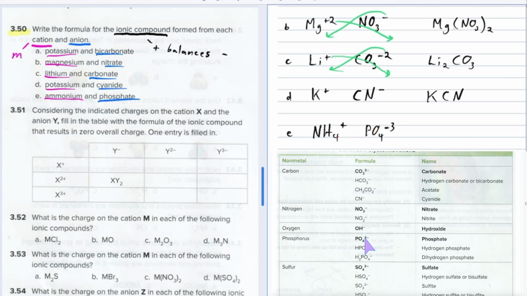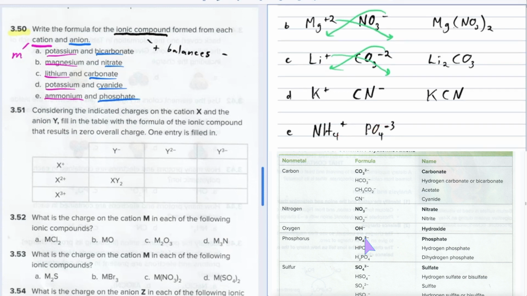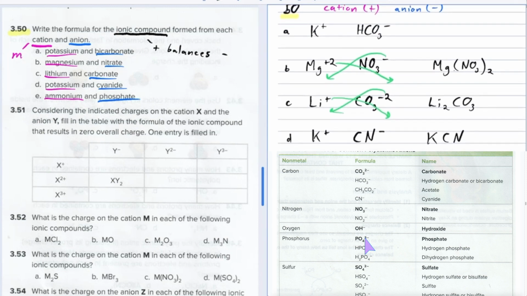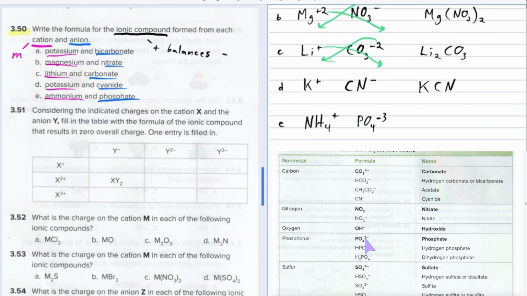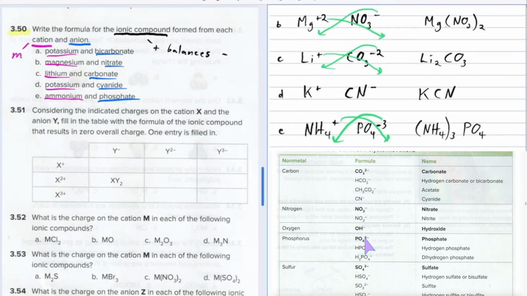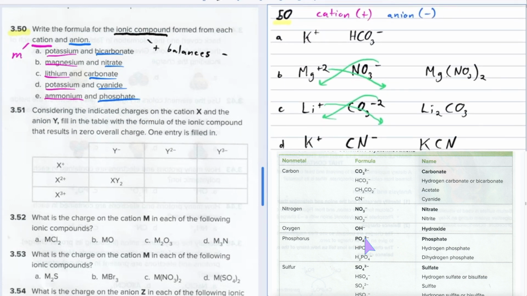These guys don't balance yet. Oh, I forgot to do A, so we'll go back and do that. So these guys down here, you need 3 of the ammoniums and then 1 of the phosphates. So 3 ammoniums, you parenthesize that, and since it's a group of atoms, you need 3 of those, and then 1 phosphate. You don't have to parenthesize that. So that's the formula. Let's go back and do the first one. Looks like they already balance, so just write them together. KHCO3.